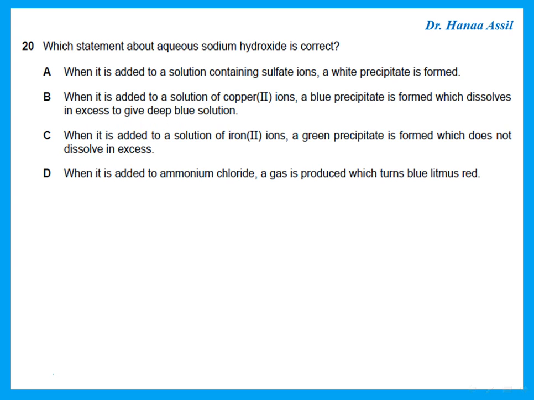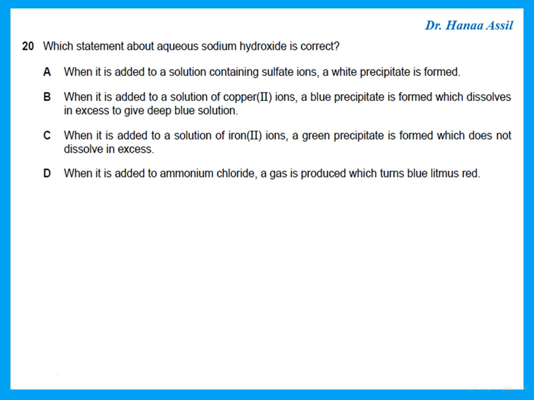Which statement about aqueous sodium hydroxide is correct? Well, let's take a look. When it is added to a solution containing sulfate ions, a white precipitate is formed. Is sodium hydroxide used to test for sulfate? No, that is not used to test for sulfate. The one that we use to test for sulfate is barium chloride or barium nitrate. That is what will give me a white precipitate with sulfate.